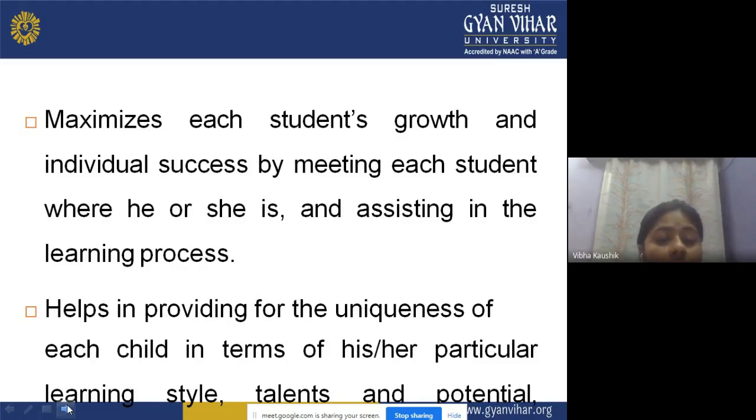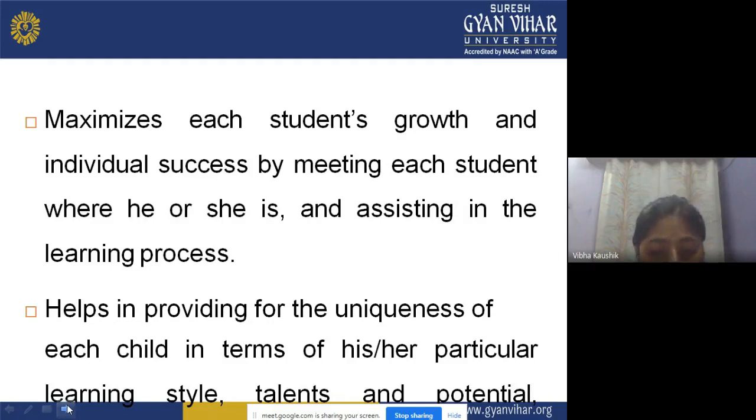And we have to help in the learning process. We have to assist them, saying that I am helping you in the learning process, I will help you to make your learning beneficial, to improve your learning, a qualitative improvement in your learning process. All these things are involved in that. Help in providing for the uniqueness of each child in terms of his particular learning style.